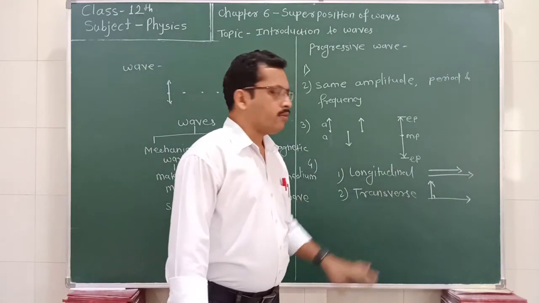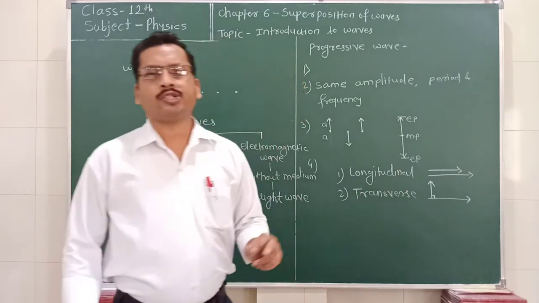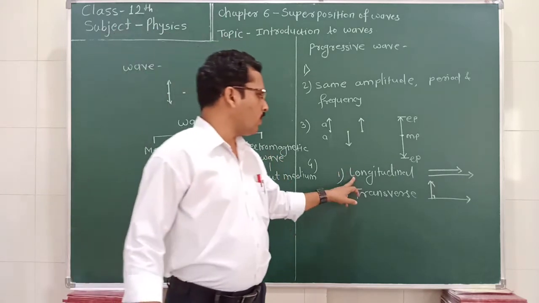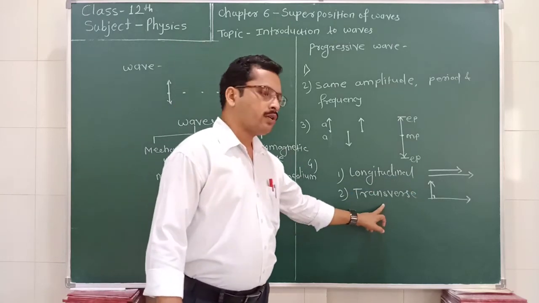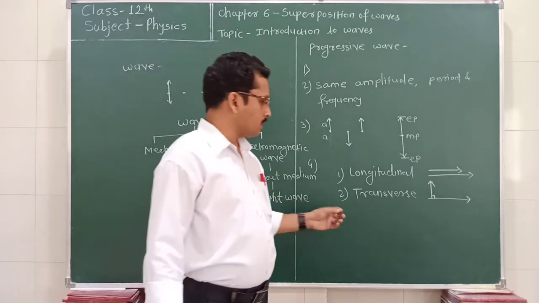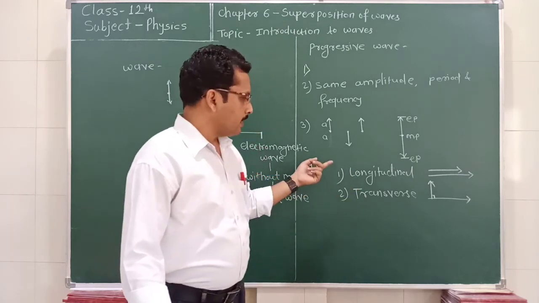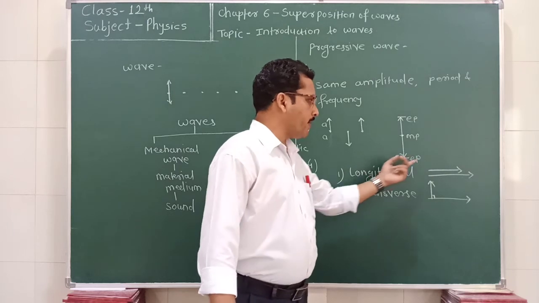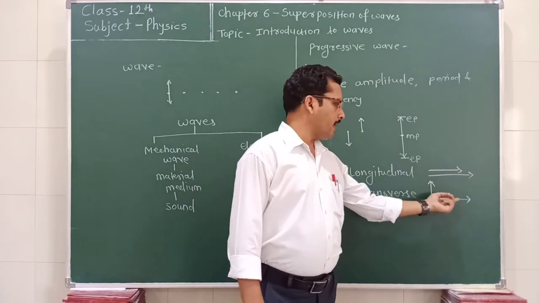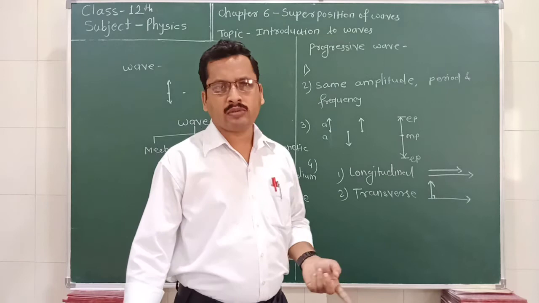In the case of a longitudinal wave, it consists of compression and rarefaction. One compression and one rarefaction give us one longitudinal wave. In the case of a transverse wave, there is a crest and a trough, and one crest and one trough give us one transverse wave. Okay, so these are the two types of progressive wave. They are distinguished from each other on the basis of the vibration of the particles: either they are parallel to the direction of propagation, or perpendicular to the propagation of the wave.